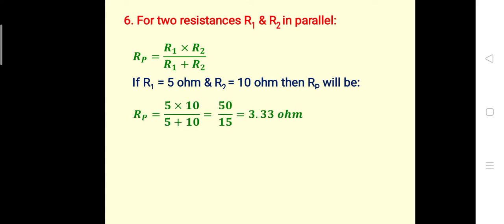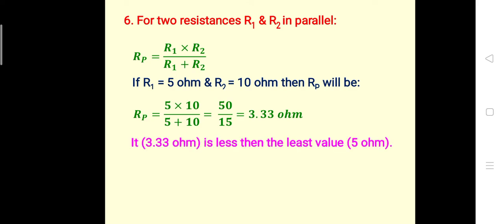See, Rp is equal to 5 into 10 divided by 5 plus 10, 50 by 15, and the result will be 3.33 ohm. There are only two resistances, one is 5 ohm and the other is 10 ohm. The minimum value is 5 ohm and the result will be less than that, that is 3.3 ohm resistance. 3.3 ohm is less than the least value 5 ohm.